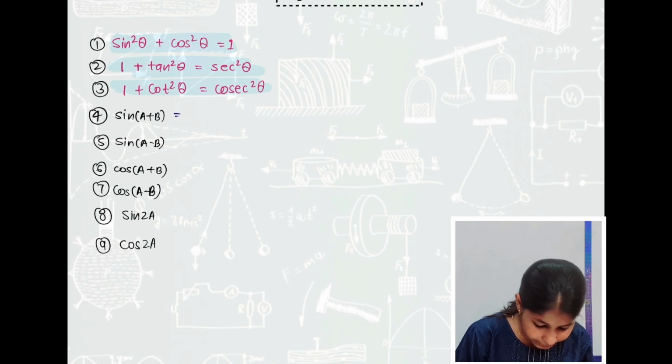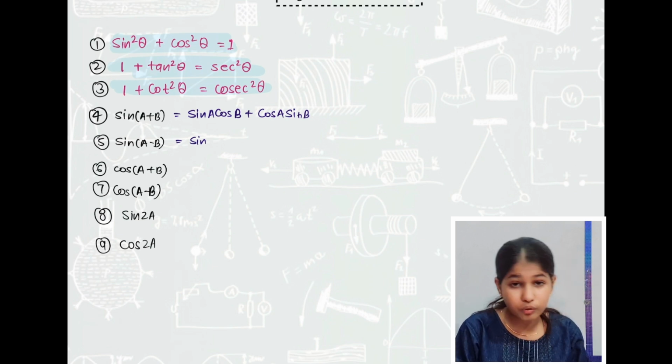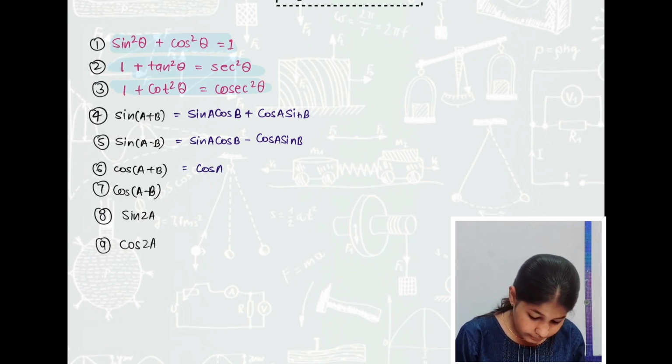So for sin A plus B, we will get sin A cos B plus cos A sin B. For sin A minus B, it will follow the same path. That is sin A cos B minus cos A sin B. Now cos A plus B. Here, cos A cos B minus sin A sin B.